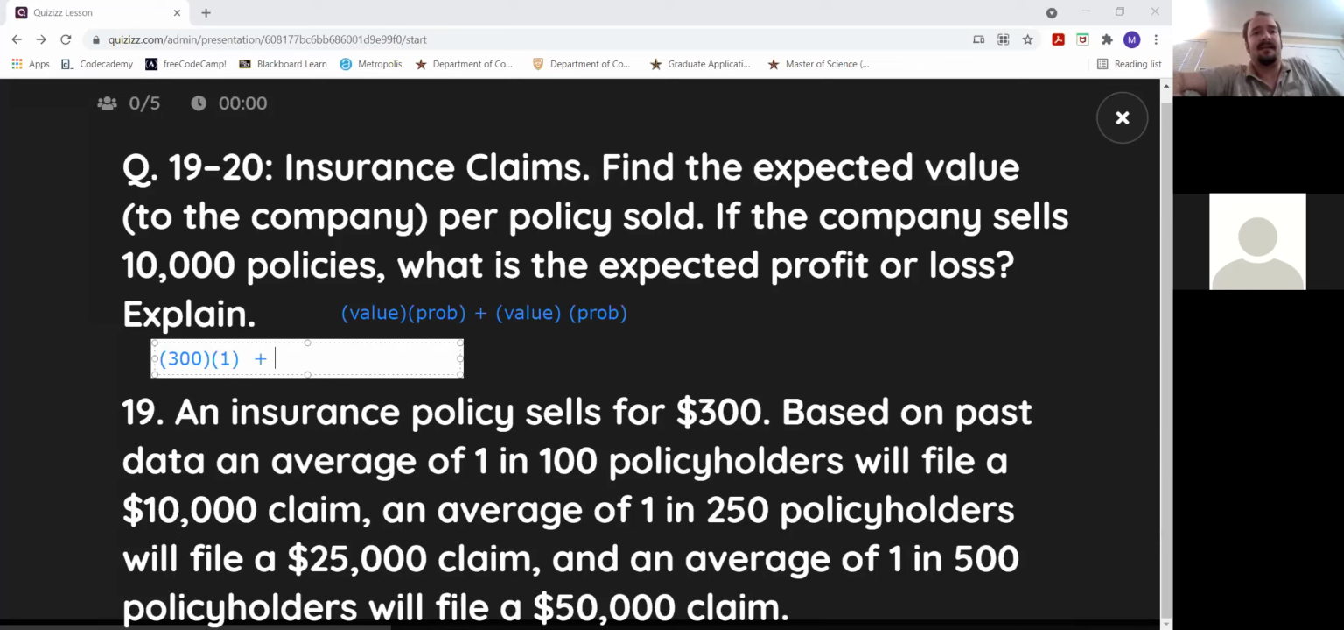The next thing I'm looking at, now I'm looking at all this information they're giving me. They might have to pay out $10,000 is what this is telling me. If someone files a $10,000 claim, they're going to have to pay that out. So it's important to make that negative because they're paying it out. There is a 1 in 100 chance they're going to have to pay that out. Let me extend this so I've got enough room.